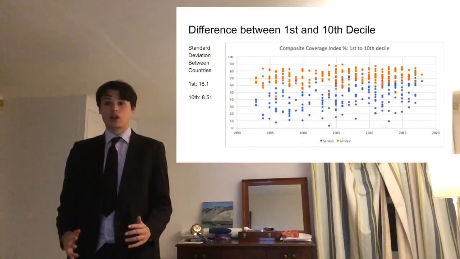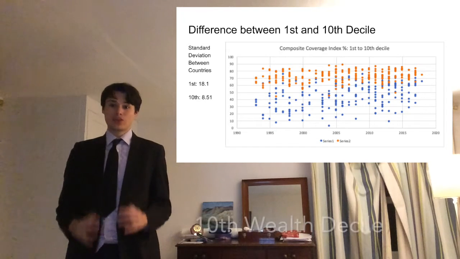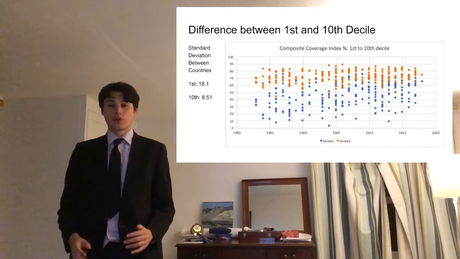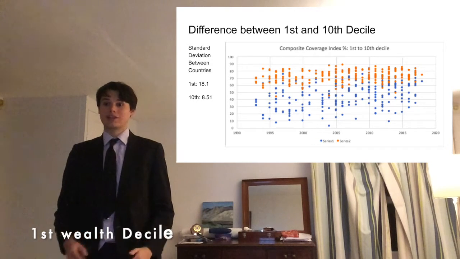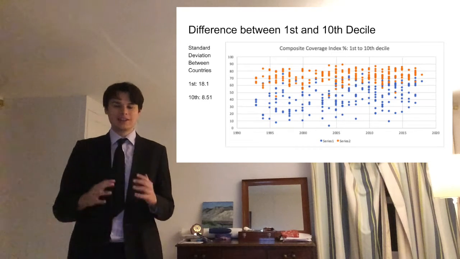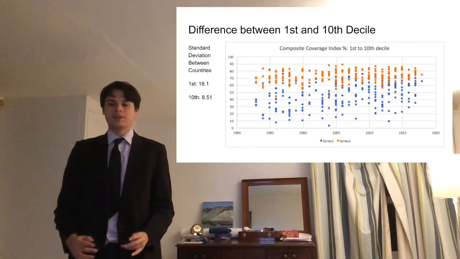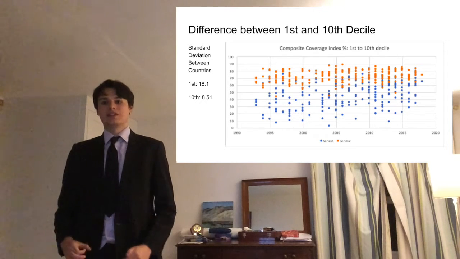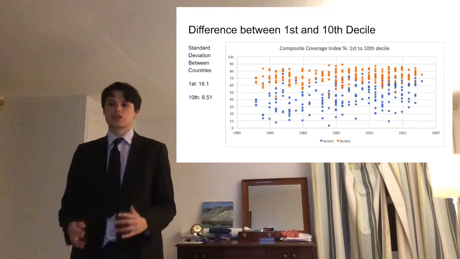As you can see from the charts, the orange dots represent the 10th wealth decile, which is the richest section of society, whereas the blue dots represent the poorest section of society, or the first wealth decile. As the chart shows, the orange dots clearly sit on top of the blue dots, meaning that there's a clear inequality within countries as to who can have access to the essential 8 indicators that we discussed previously.